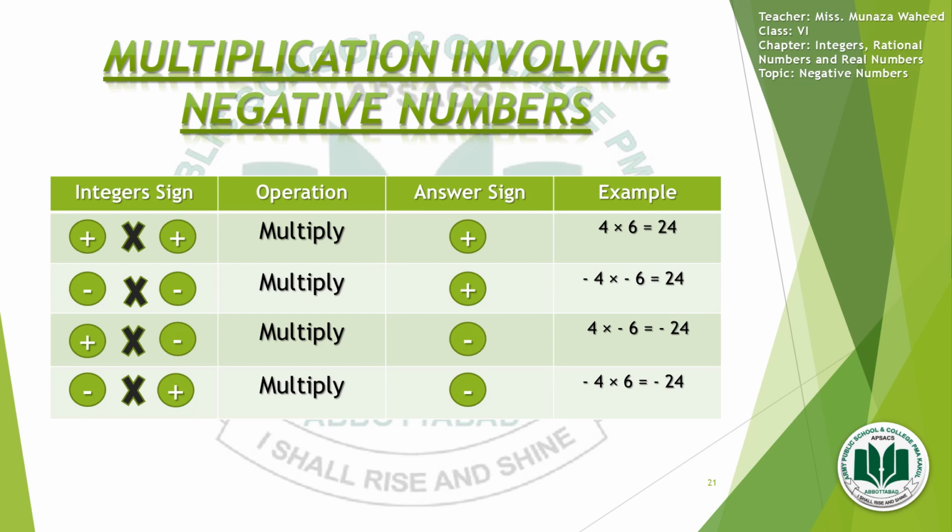And the second rule is, if the signs of integers are different, then the product will be negative. For example, when positive 4 is multiplied with negative 6, the answer is negative 24. And when negative 4 is multiplied with positive 6, then again the answer is negative 24.